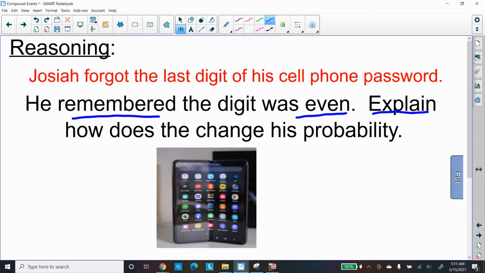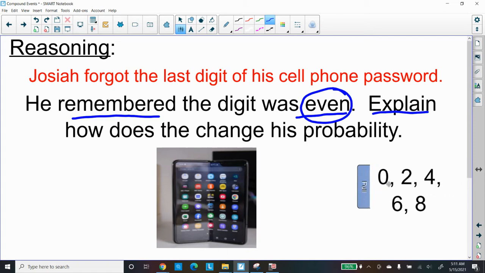So even numbers on the cell phone. What are those even numbers? Let's pull this out: 0, 2, 4, 6, 8. Even numbers are numbers that you can divide by 2 and not get a remainder. So that's the even number definition, because you see that word a lot in probability. So here are the even numbers.